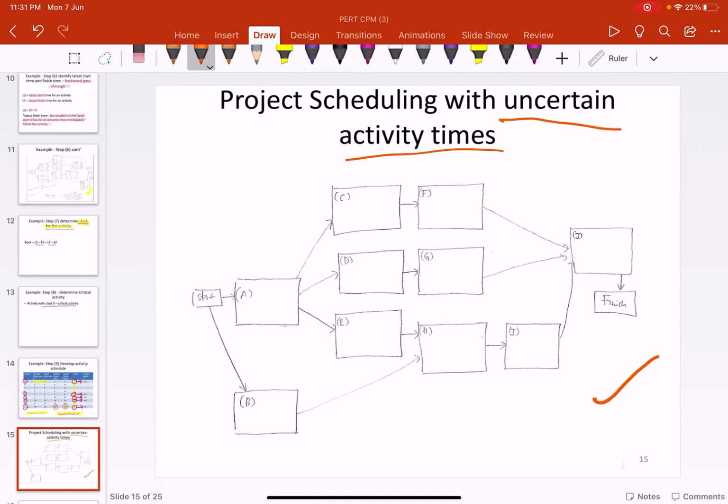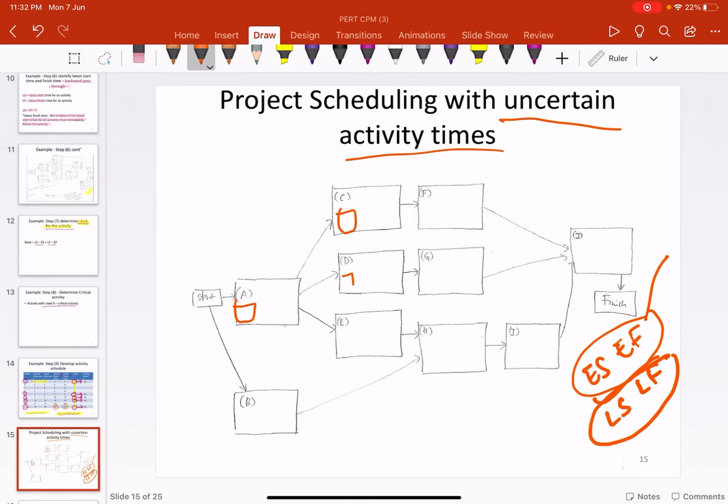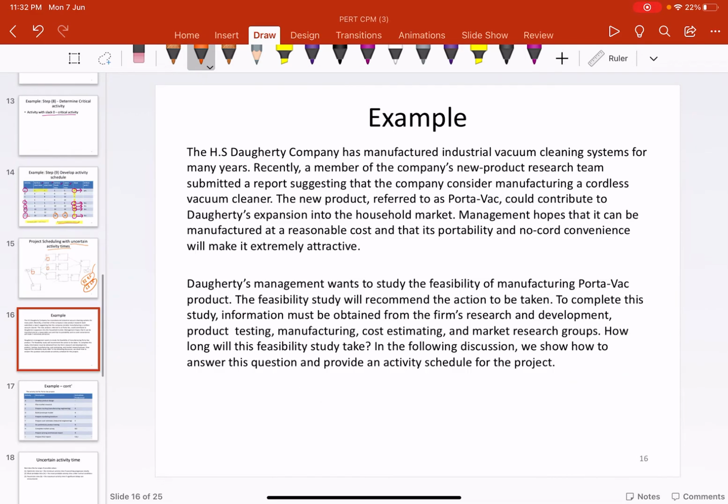And if you still remember, you need to come up with all these earliest start time, earliest finish time, latest start time and latest finish time, and this one is by using forward and this one is backward. But you need to determine the durations to be filled in into this part first, because this is the uncertain activity times that we're dealing with. Now let's go to the example.